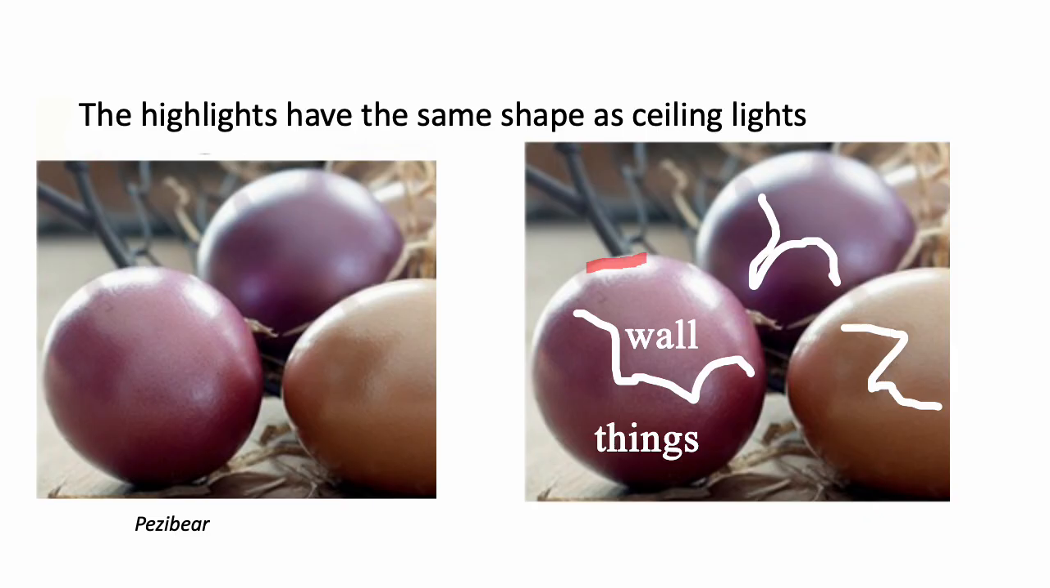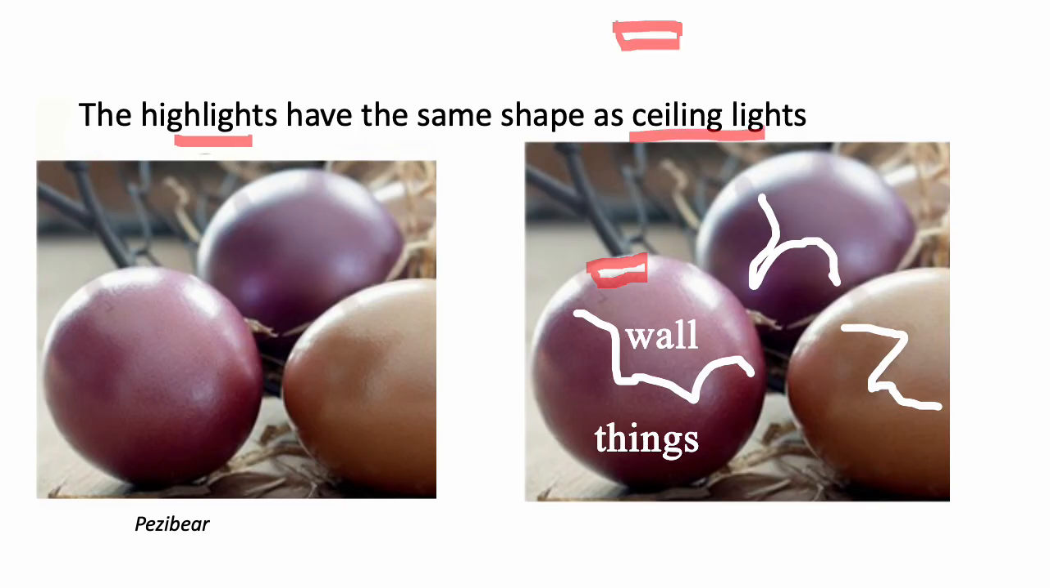Notice the rectangular highlights on these eggs, and what do you think they're from? They're from the long rectangular lights on the ceiling that emit light. Highlights are reflections of the light source, so they tell us what the light source is because they have the same shape. So here, the highlights have the same shape as the ceiling lights.